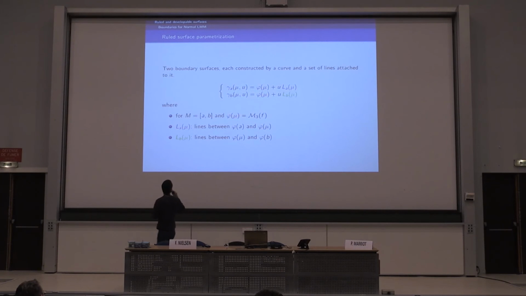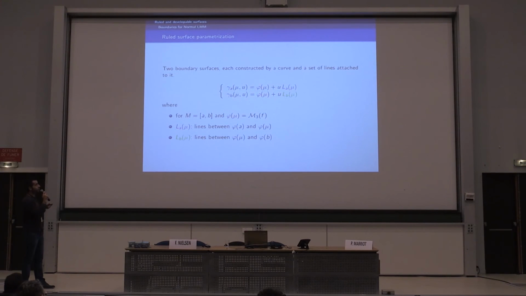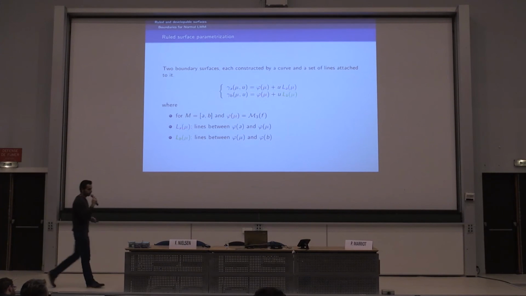And this is the last slide, which just shows the parameterization of these ruled surfaces also, that it can be parameterized by two surfaces, which are constructed by one smooth curve and a set of lines attached from each side of the ending points.